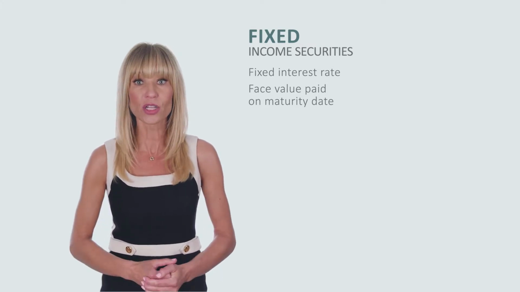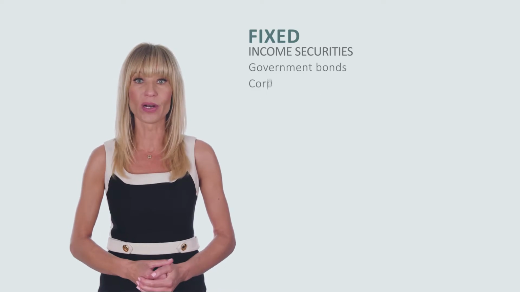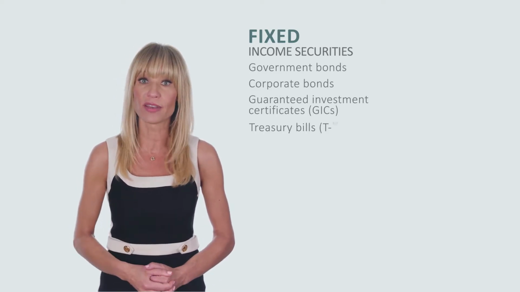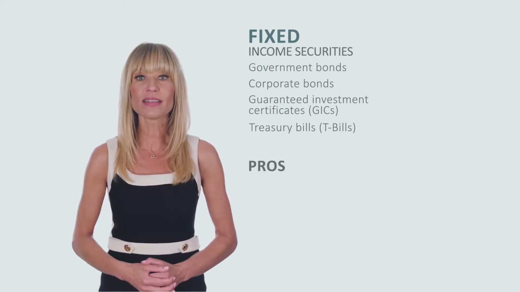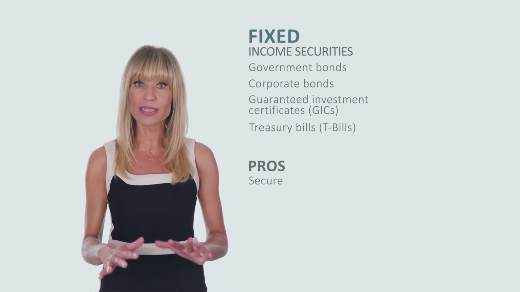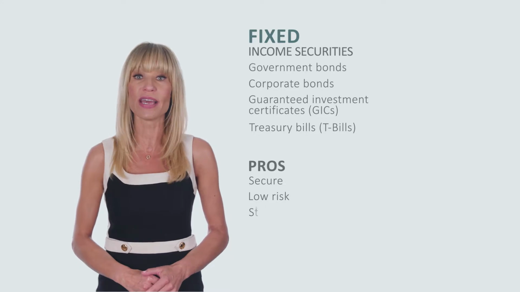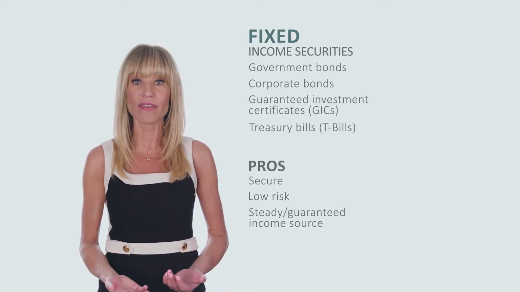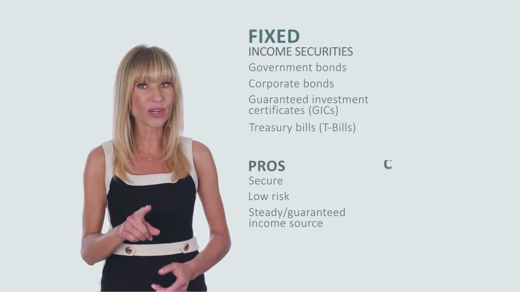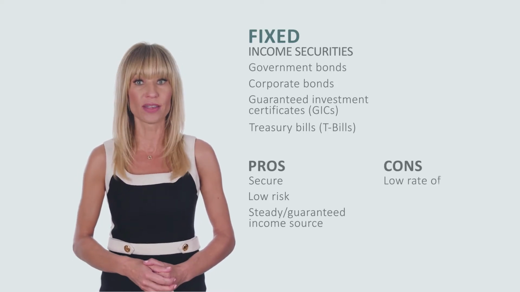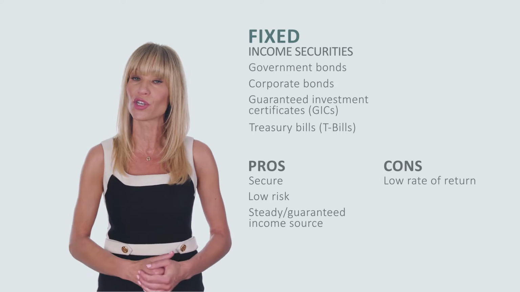That face value you get repaid is what you initially invested. Some examples include government and corporate bonds, guaranteed investment certificates, and treasury bills. Generally, you would invest in these because they are secure, low risk, and provide a steady flow of income with a guaranteed return on investment if you hold them to maturity. However, remember that the trade-off too with this asset class is that the rate of return is relatively low.